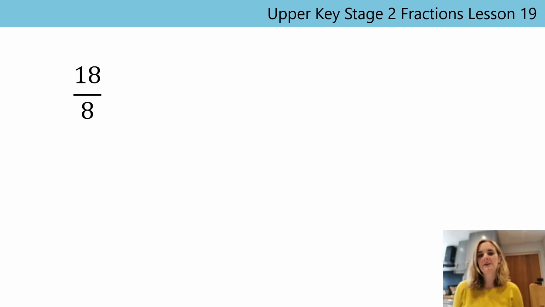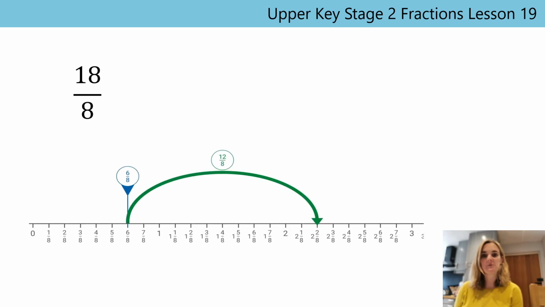I'll show you what I decided to do, but you may have chosen to do it the other way around. So I decided when I was doing this one that I would think of it as the mixed number fraction first. So I converted my number line to have mixed number fractions on instead. And that meant that when I jumped on from my 6/8 and I jumped on 12/8, I landed on 2 and 2/8, as you can see on the number line.